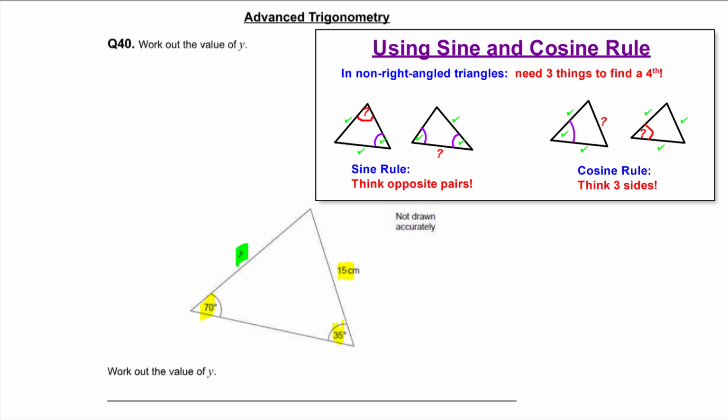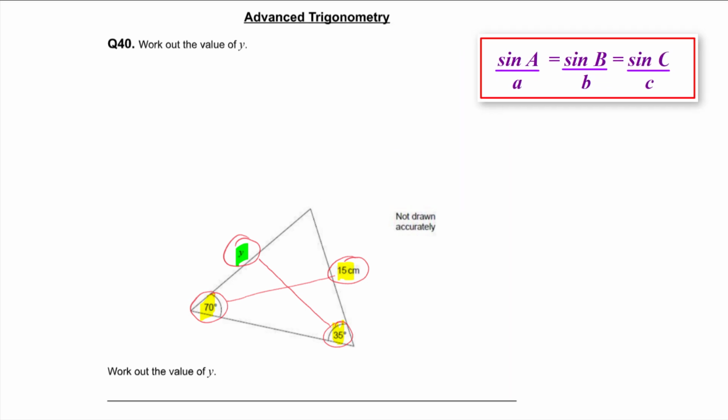What you've got here is opposite pairs. You've got an angle here, which you know, and you've got the side opposite, which you know. You've got an angle here, which you know, and you've got a side opposite, which you want to find out. So with the sine rule, you're always going to have opposite pairs like that. I've got a 70 going with the 15, I've got a 35 going with the thing I want to find. Now the sine rule you can write down either with the angles on the top or the sides on the top. I would write it down in the way that you want to find it. So if I want to find the side, I'm going to write it with the sides on the top. If I want to find an angle, I'm going to write it with the angles on the top.